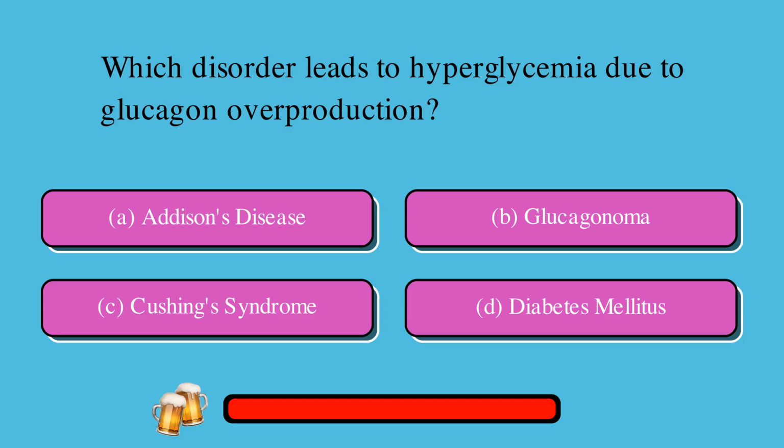Which disorder leads to hyperglycemia due to glucagon overproduction? A. Addison's disease, or B. Glucagonoma, or C. Cushing's syndrome, or D. Diabetes mellitus. The correct answer is B. Glucagonoma.